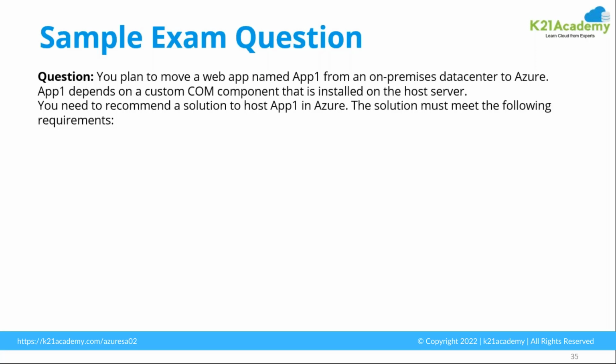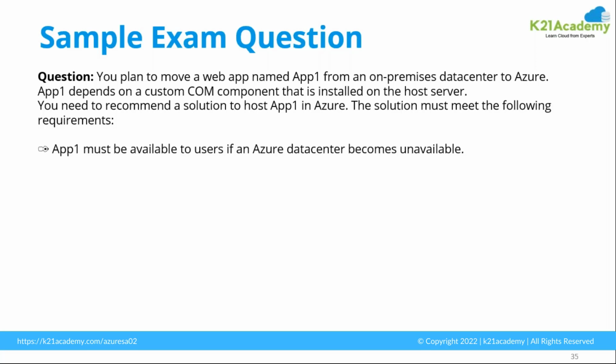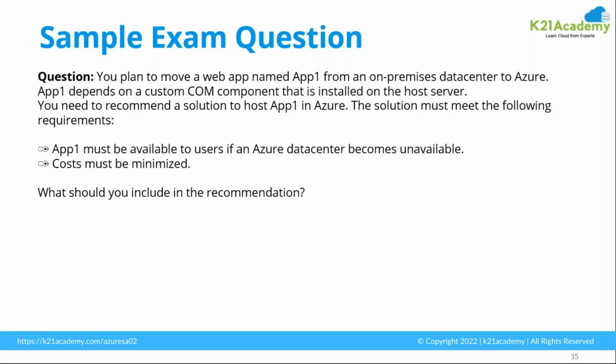Now these are very, very important because on the basis of the requirements, your choices can vary. Now see the requirements over here. App1 must be available to users if an Azure data center becomes unavailable. Now that is the first requirement. Another requirement: cost must be minimized. Okay, so this has to be cost effective. What should you include in the recommendation?